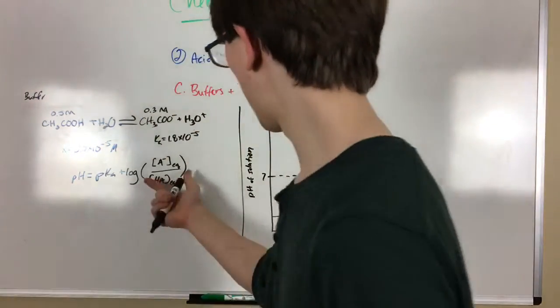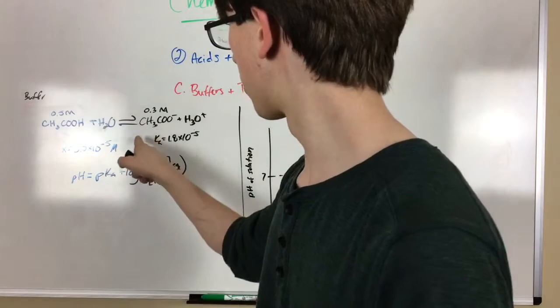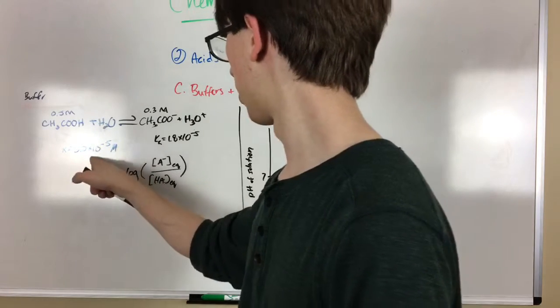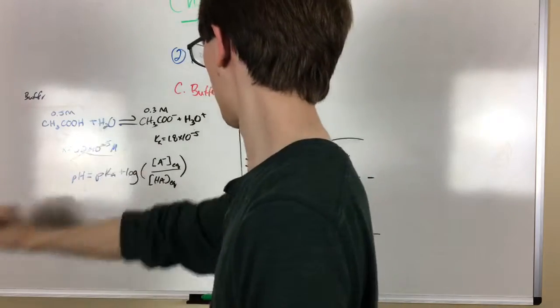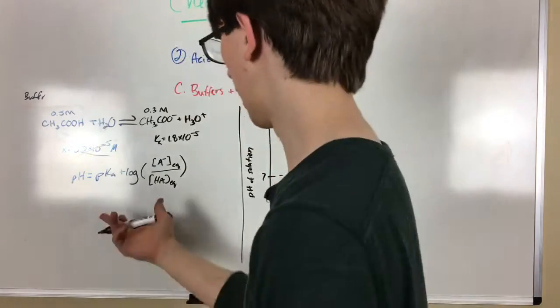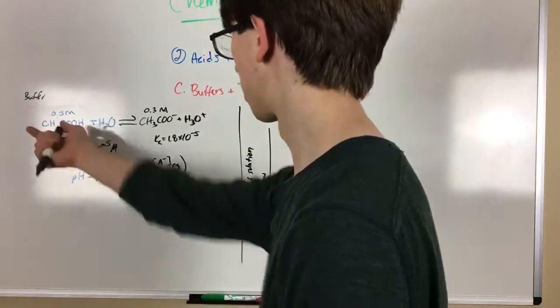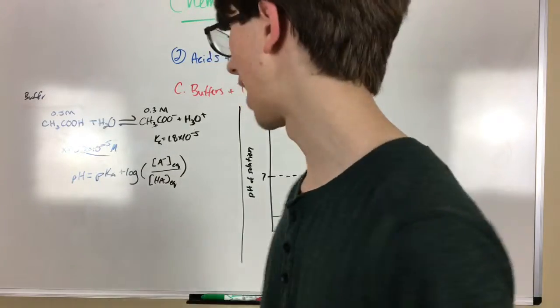And so our base equilibrium concentration is just 0.3 plus this, and the acid one is just 0.5 minus this. And this is so small that it doesn't even contribute to the actual pH, and so therefore we don't care about it. We're just going to use our original concentrations because it doesn't change enough for it to actually impact anything.